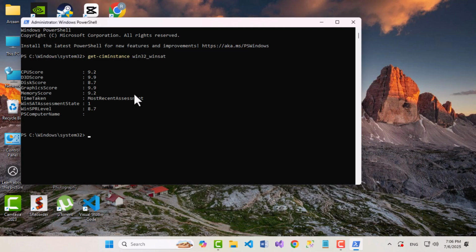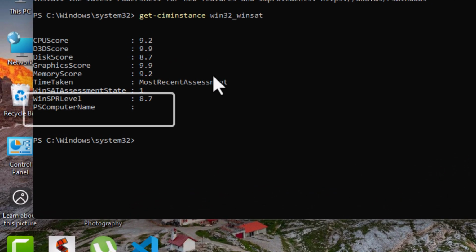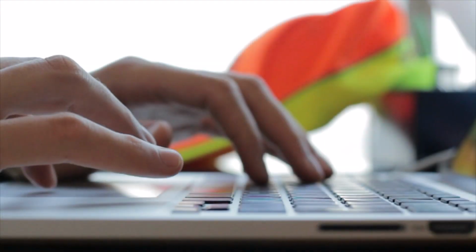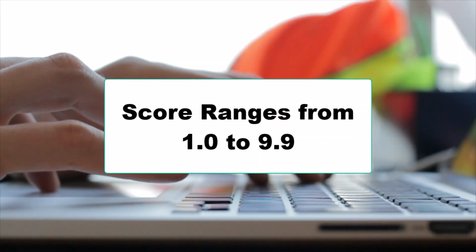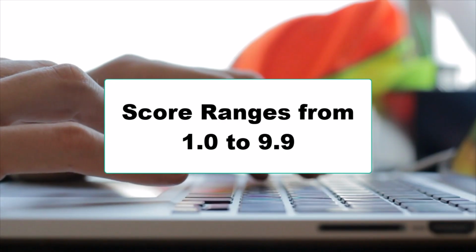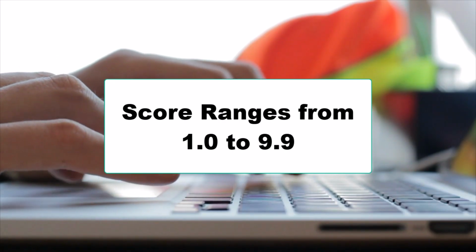This command checks your system's hardware performance and gives you a rating. Look for the line that says WinSPRLevel. This is your PC's overall performance score. The score ranges from 1.0 to 9.9. The higher the number, the better your PC or laptop is in terms of performance.